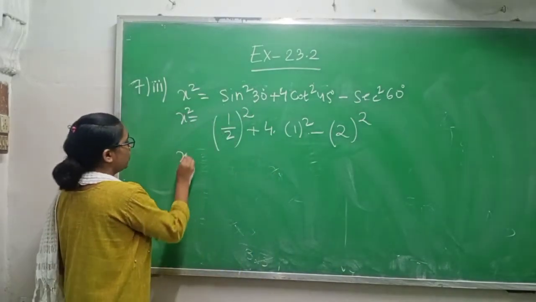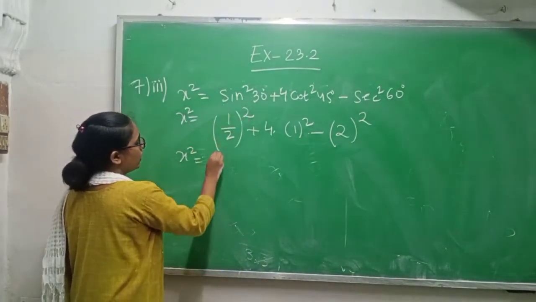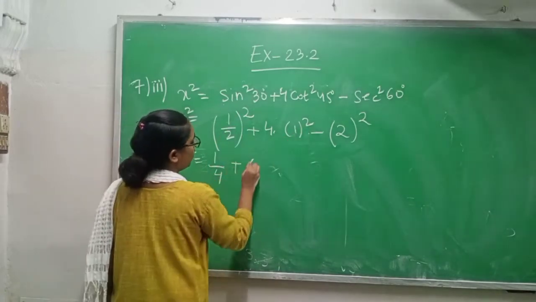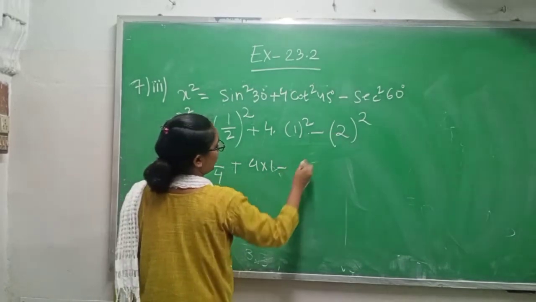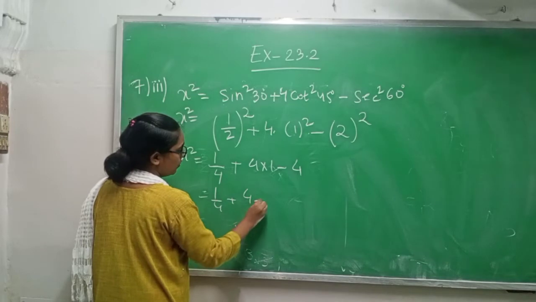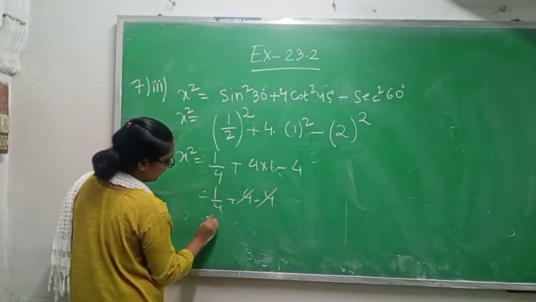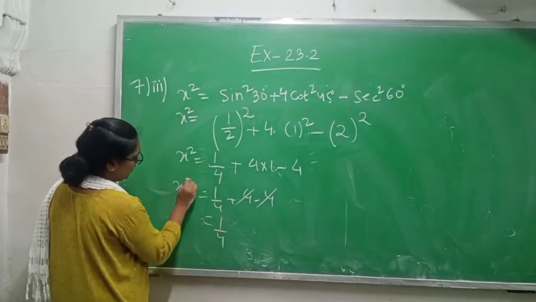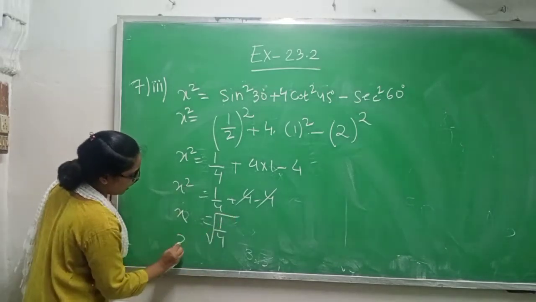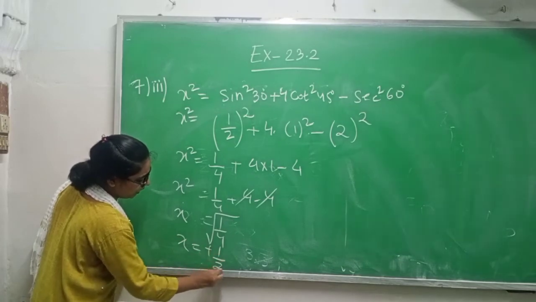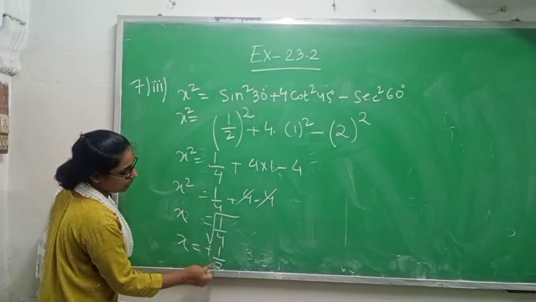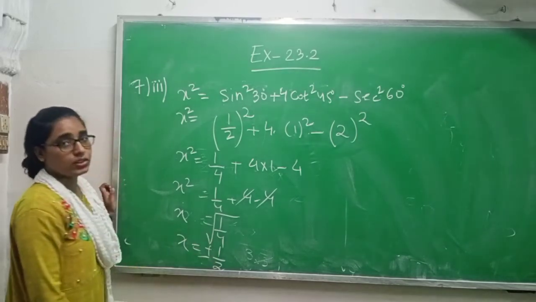After that, what will you do? 1 square will give you 1, 2 square will give you 4, plus 1 square will give you 1, meaning 4 into 1. 2 square will give you 4. So 1 by 4 plus 4 minus 4; the 4 and minus 4 will cancel out. You are getting 1 by 4. Now this square will come to this side, and x equals plus minus root of 1 by 4. 1 square root gives 1 only, 4 root is 2. So x will be plus minus 1 by 2.